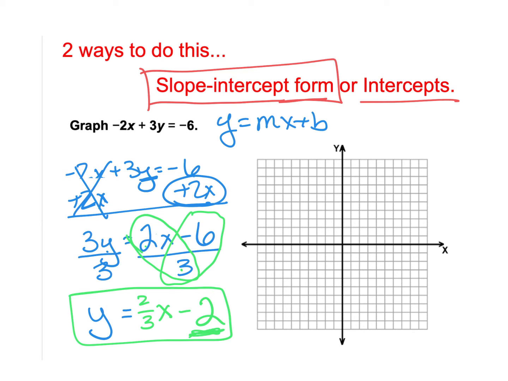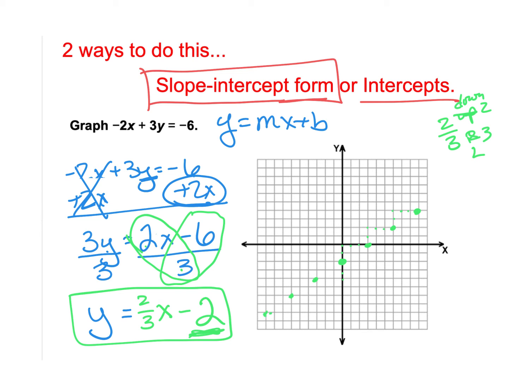My y-intercept is negative 2, so I put my first dot there. Then I've got 2 over 3 as my slope. They're both positive, so I'm going to go up 2, and I'm going to go to the right 3. So I'm going to start here. I'm going to go up 2, to the right 3, up 2, to the right 3, up 2, to the right 3. If I wanted to go the other way, I'd go the opposite. I'm going to go down 2, to the left 3, down 2, to the left 3. And then you can draw the line.